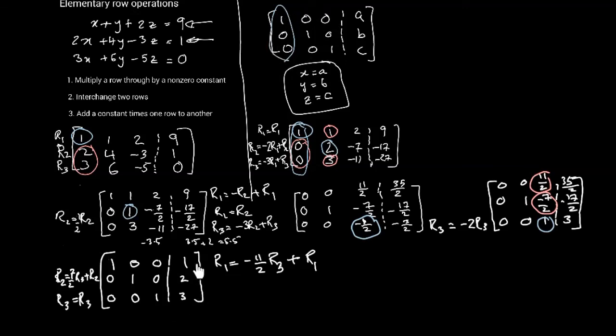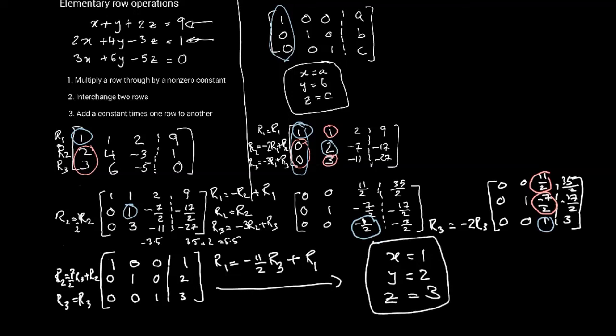And you can see here on the right hand side, I have this 1, 2, and 3. So now if I back substitute, in other words, I rewrite the equations, I get x is equal to 1, y is equal to 2, and z is equal to 3. And that is a solution to this set of equations. This set of equations has this solution.